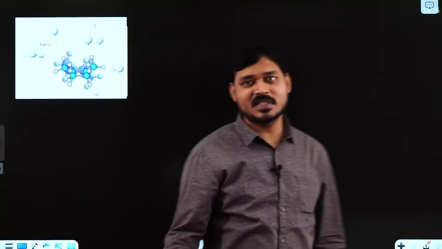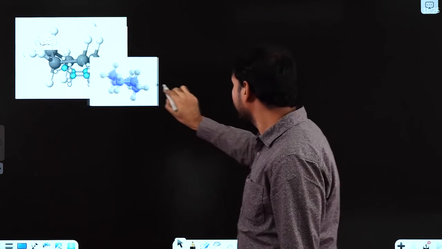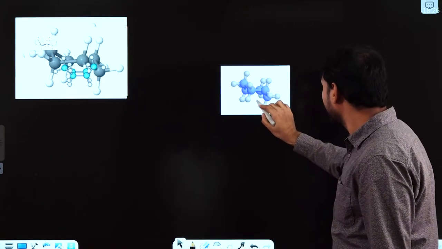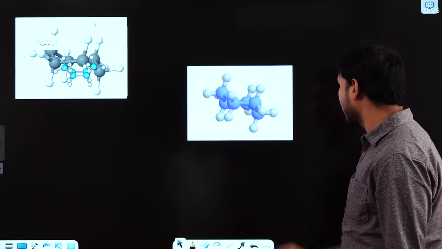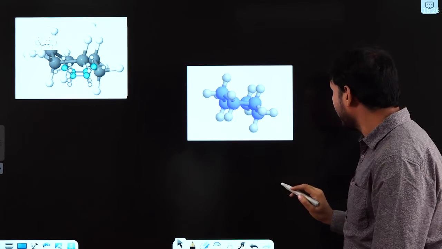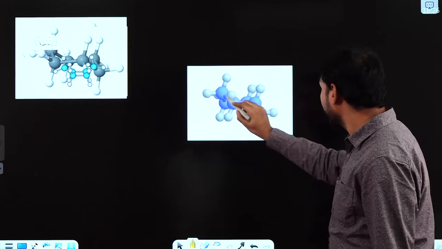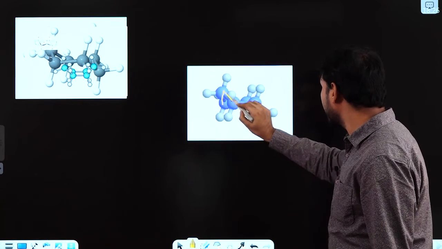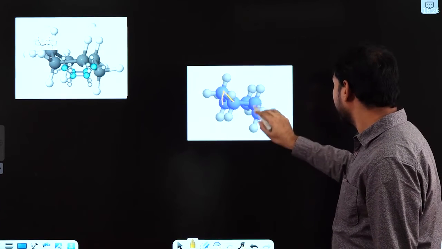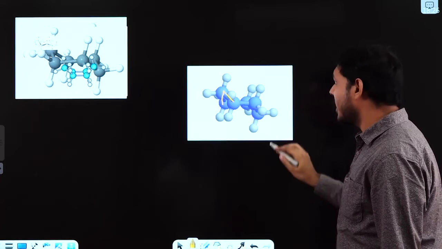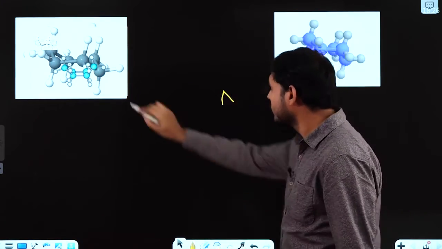So let's start with some new examples again. First, think about this one. Okay, so what is it all about? Again, if you observe it properly, you will find that 1, 2, this 3 carbon this side, and 1, 2, 3 this carbon. It is all about your cyclohexane, right? Now let's come to next part.